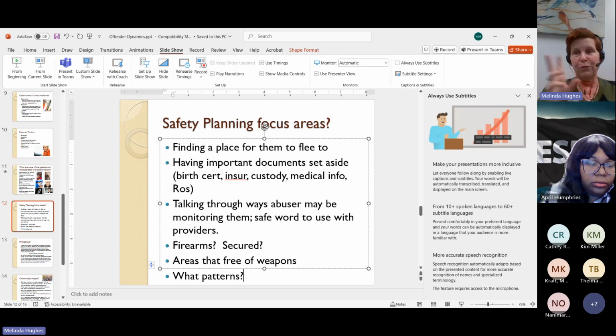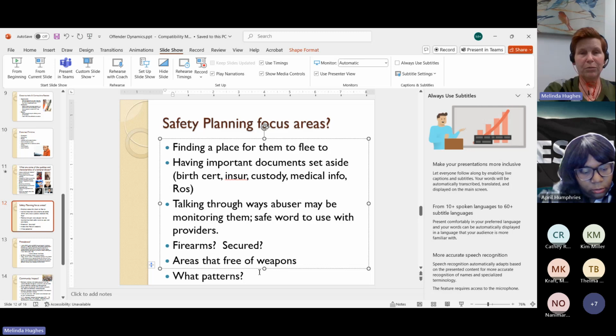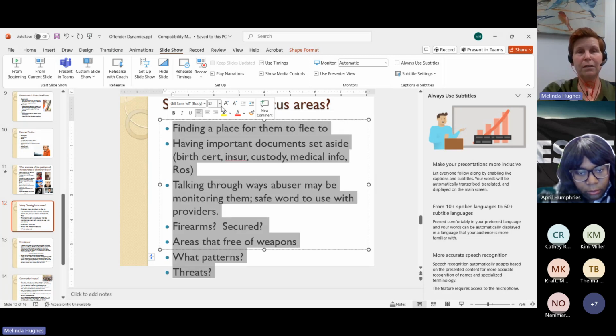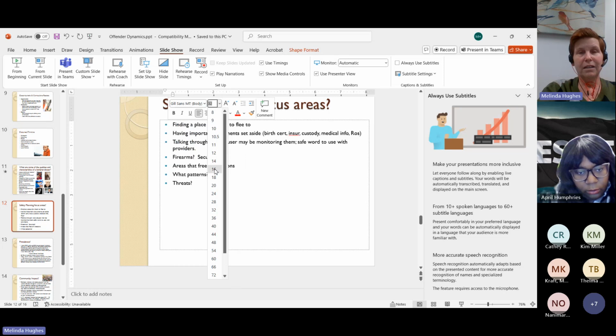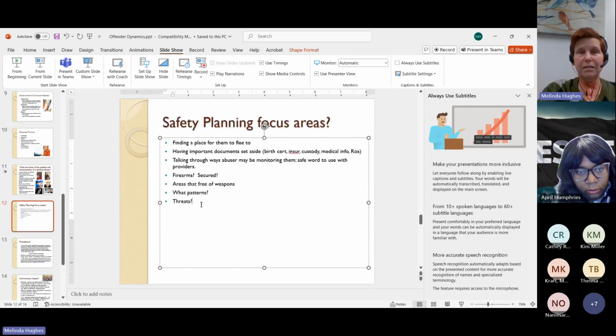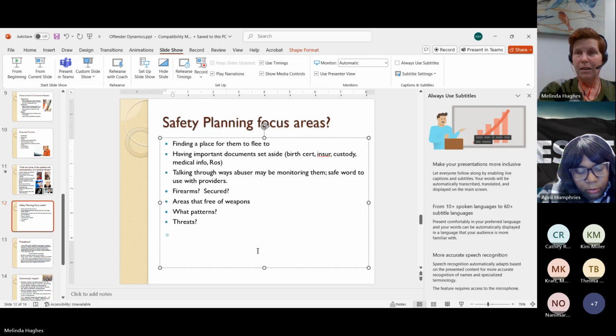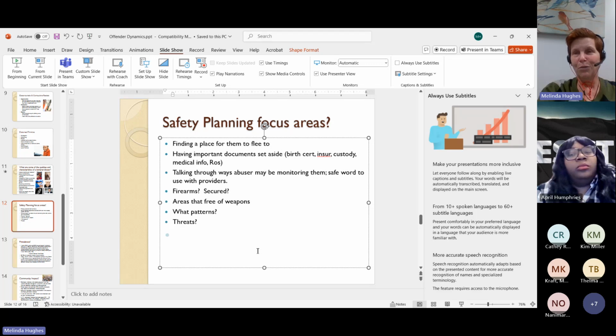So how the fights have gone in the past is a good predictor of how they might go in the future. And we also want to pay close attention to what threats the abuser verbally uses. What have they threatened? If it's like, "I'm going to beat your ass," that's a different threat than, "If you do blah, blah, blah again, I'm going to set you on fire." Knowing, because a threat conveys what's going through somebody's internal mind.